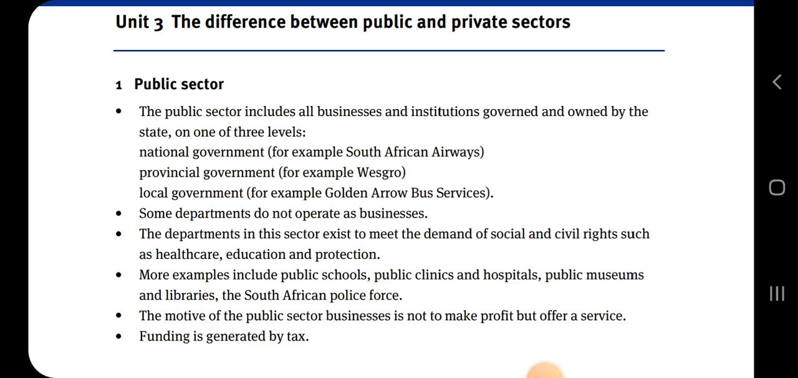The motive of the public sector business is not to make profit but to offer a service. They just want to make sure that people have services but not to make profit. So funding is generated by tax, whatever businesses pay as tax, the government use to fund these services.